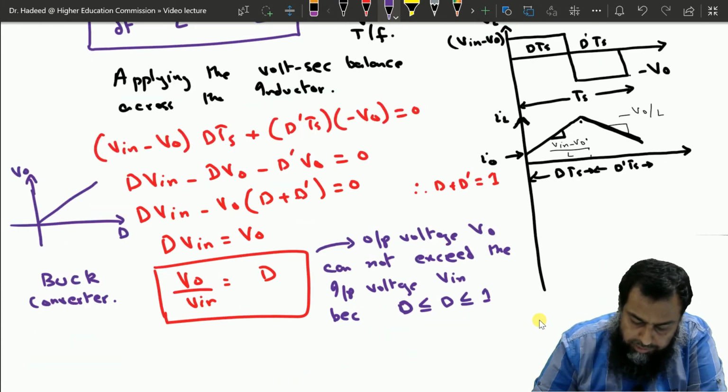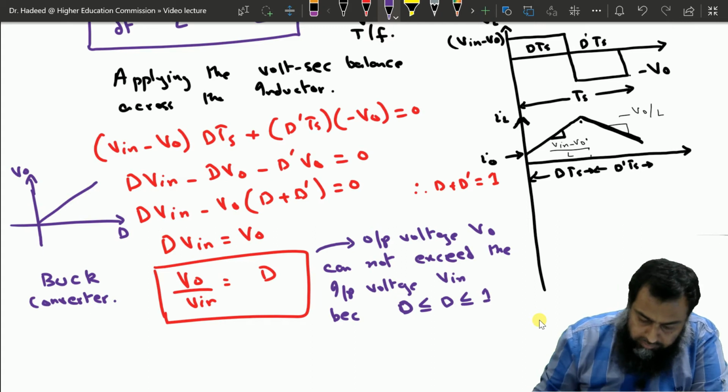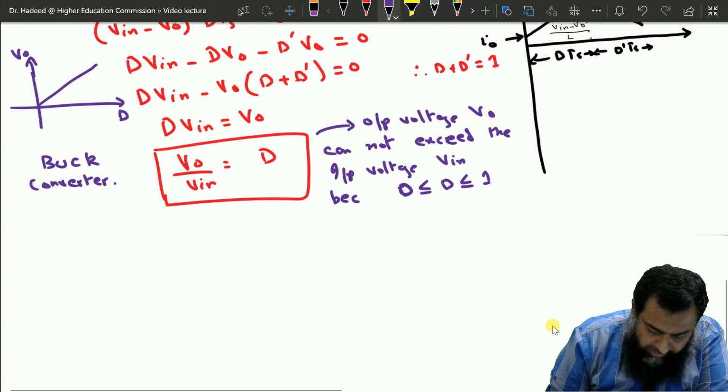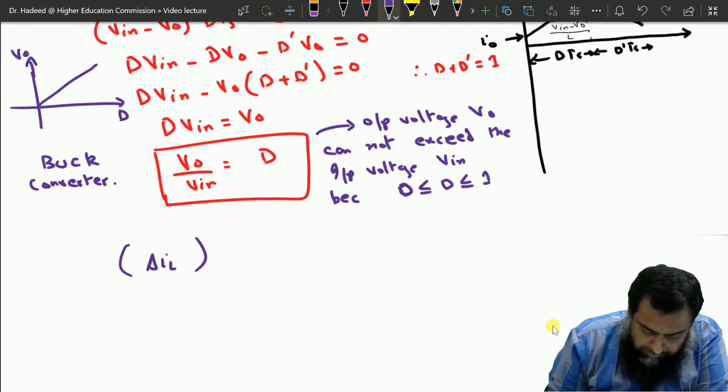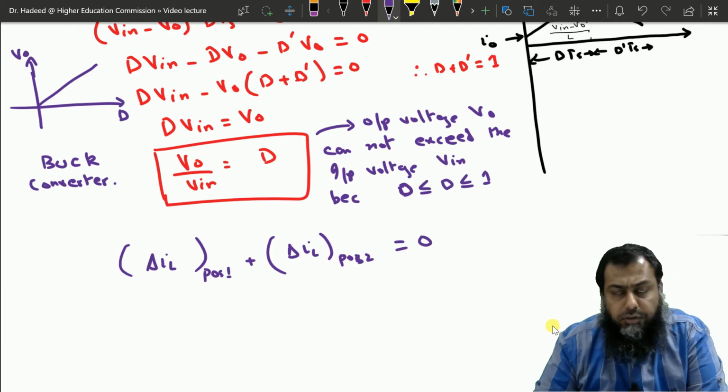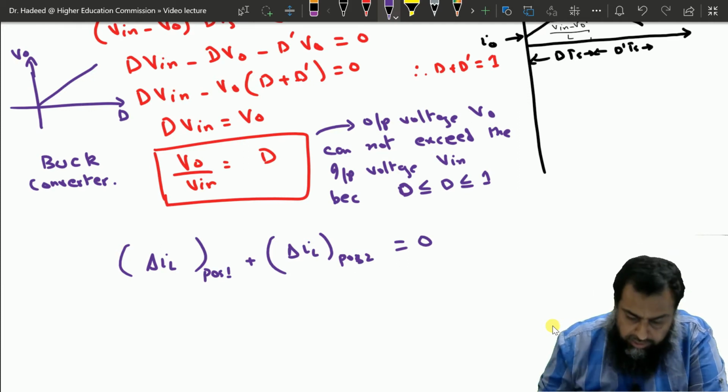So therefore we can say that the delta IL at position 1 plus the delta IL at position number 2, their sum should be equal to 0. So what is this delta IL?